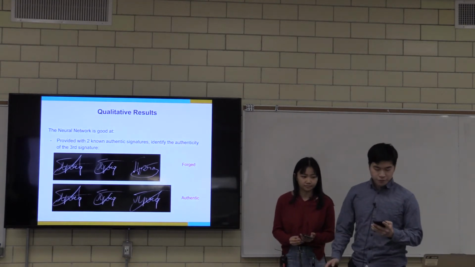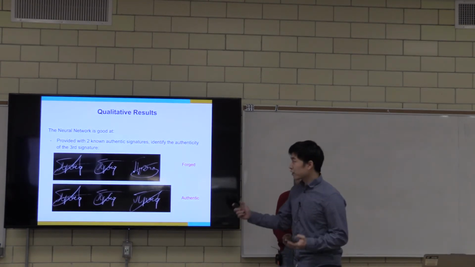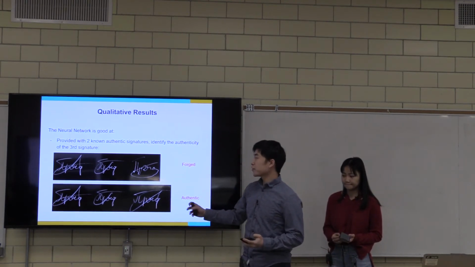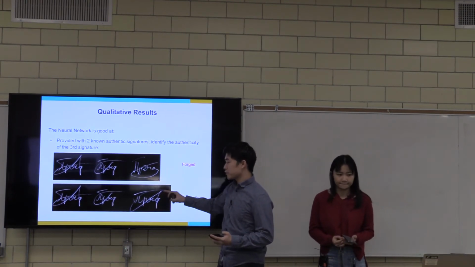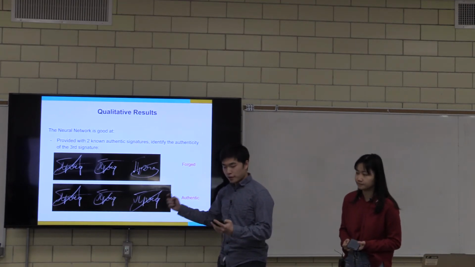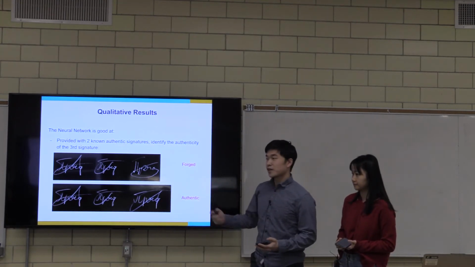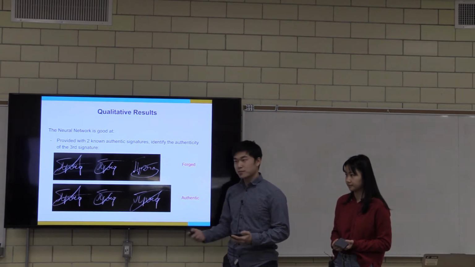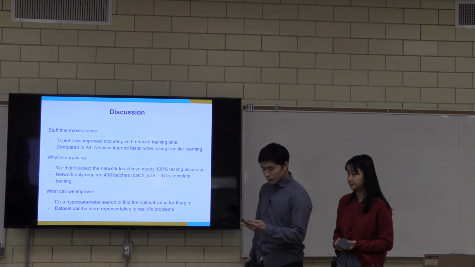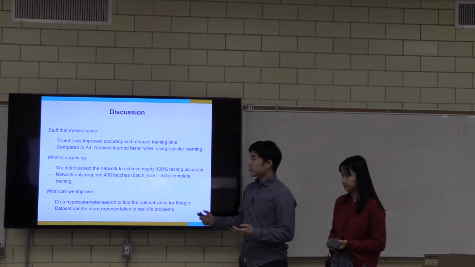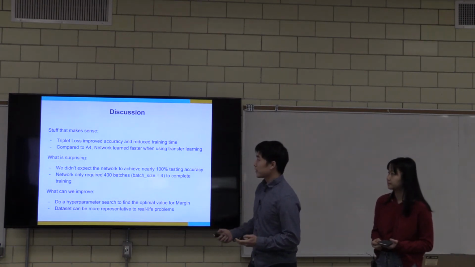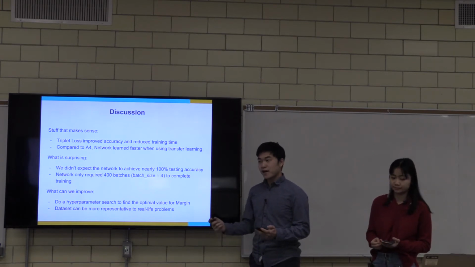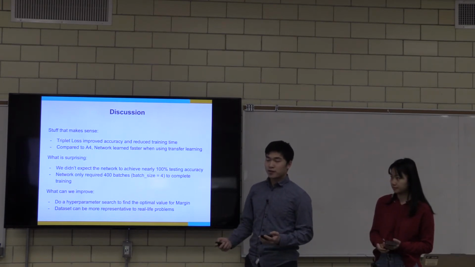So, qualitative results. On the CEDAR dataset, when given 2 authentic signatures, the model is very good at detecting whether the third one is forged or authentic. But when applied to another dataset, the model seems to become less sensitive and predicts more false negatives. The two new concepts we tried in this project both worked well for us. The network equipped with the triplet loss function achieved high accuracy, and transfer learning reduced our training time.